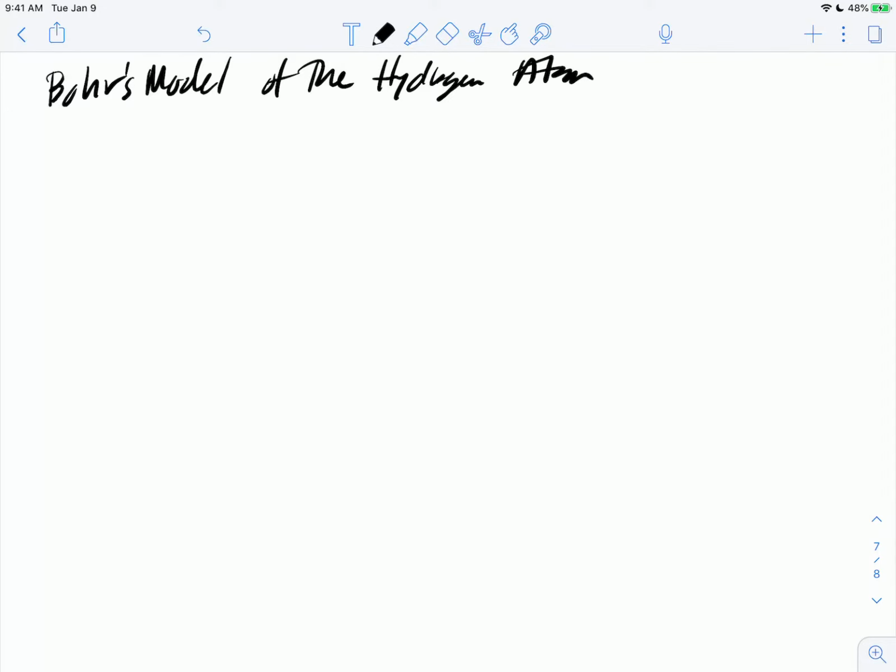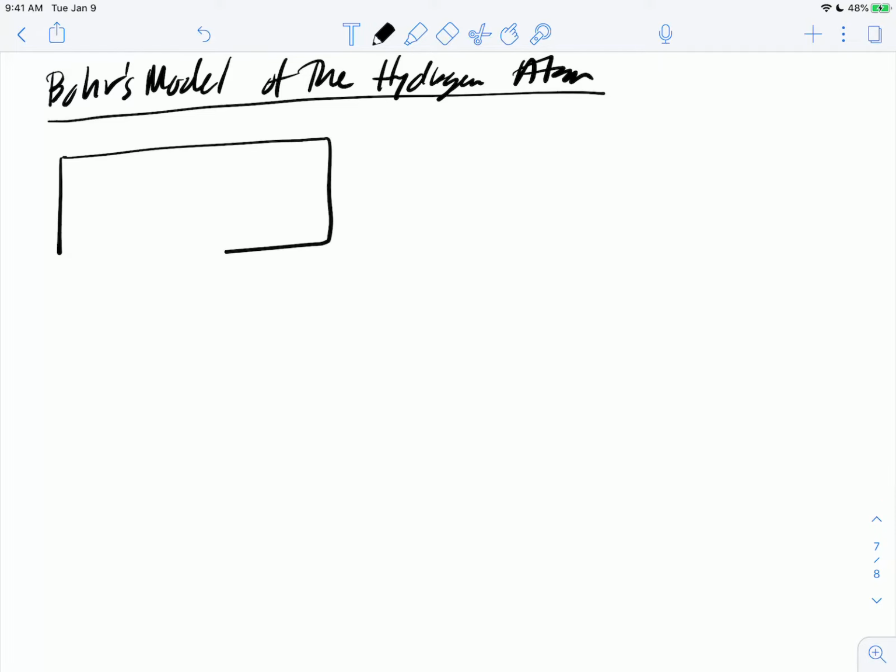So we're going to look at the Bohr model of the hydrogen atom. If you remember, we had the atomic emission spectrum for the hydrogen atom.